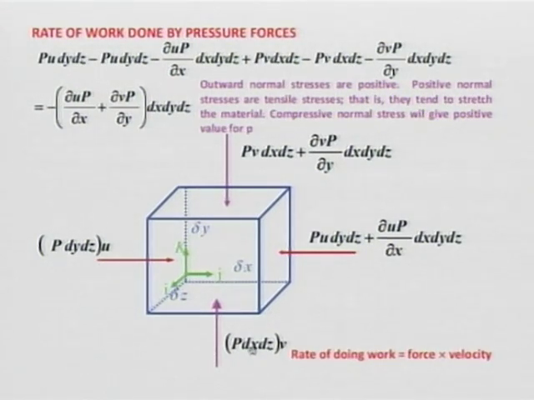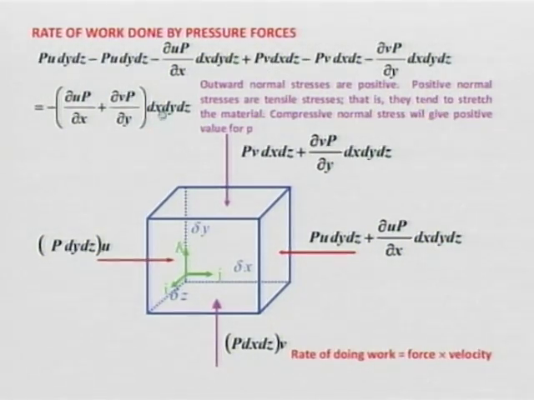Similarly, I can do it in the y direction. So, what is left out if I do the balance? This term will get cancelled out, and I am left with minus del u p by del x plus del v p by del y into volume. Is that okay? What is this? This is the work done by pressure.